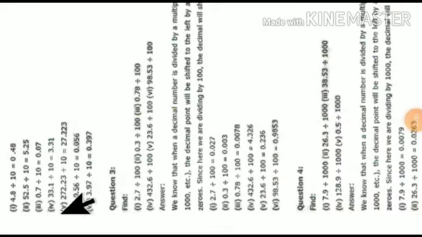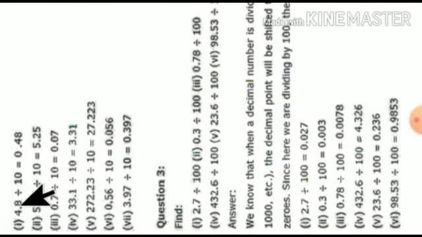4.8 divided by 10 equal to 0.48. See, this point will be shifted to the left side because there is one 0 here. So point will be shifted one digit left. So 0.48. 52.5 divided by 10 equal to, here again one 0, so point will be shifted left side equal to 5.25. 0.7 divided by 10 equal to 0.07. Point will be shifted to the left side. 33.1 divided by 10 equal to, again point will be shifted left side. So 3.31.